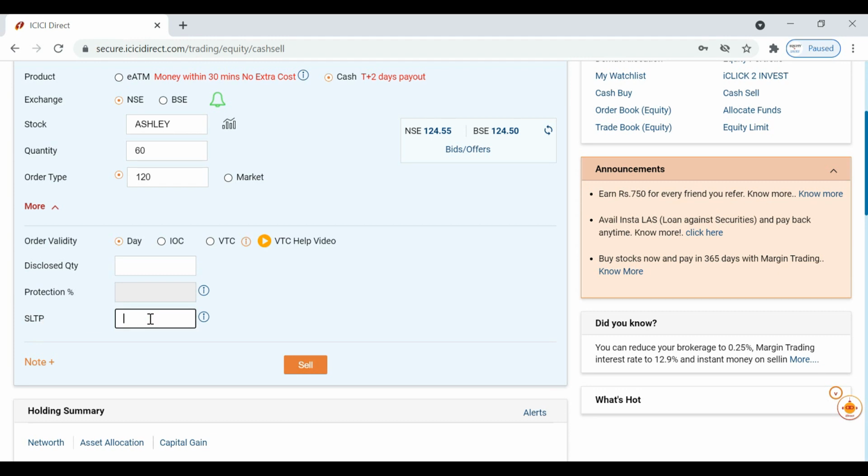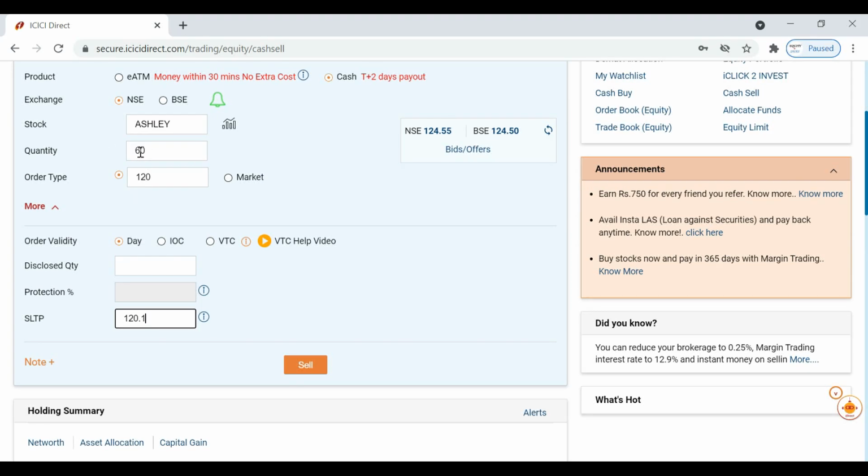If you are keeping a stop loss trigger price, here it is 120.1. So if the current market price comes down to 120.1, only then will this order be enabled and ICICI will send this order to the exchange. Until that time, it will be in an idle stage. That's the prime difference between a normal order and a stop loss order. In a stop loss order, we set a trigger price, and only when this trigger is reached will the order go to the market.